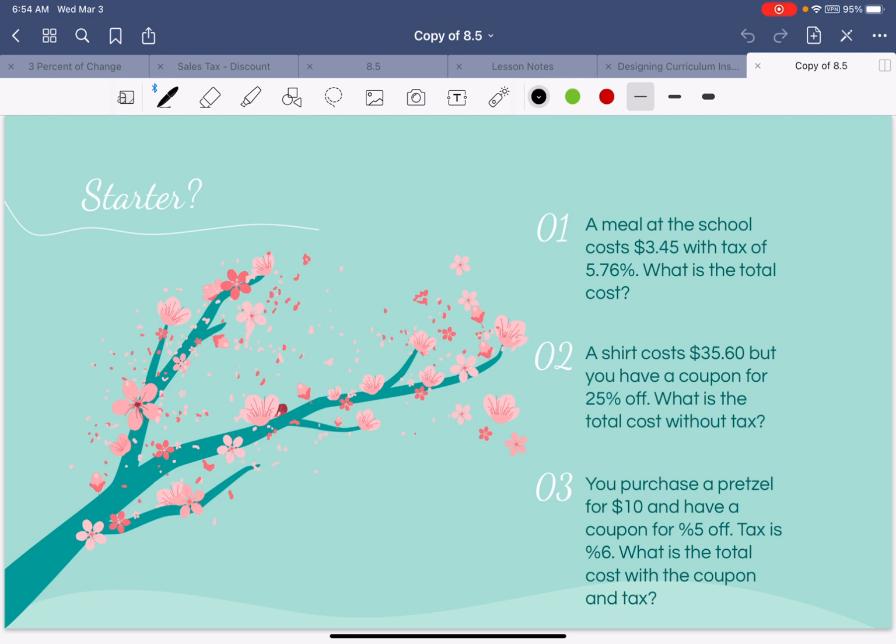A meal at the school costs $3.45 with a tax of 5.67%. What is the total cost? So our step one is always to say, well, what is 5.67% of the cost, 3.45? So we're just gonna use the decimal method. We're gonna move the decimal forward 2 places. 0.0567 of means to multiply, and then we have 3.45.